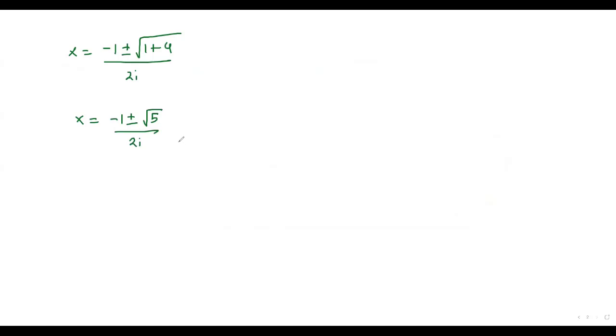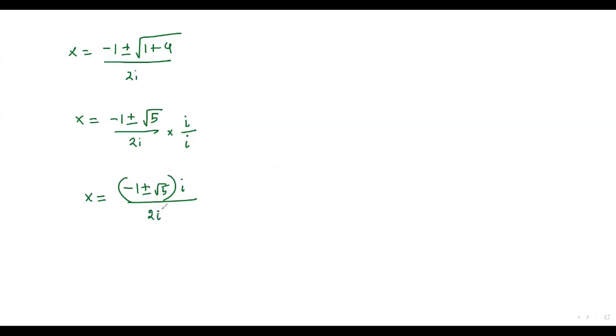Usually when I solve this kind of equation, if I get i in the denominator, we should get rid of i in the denominator. So how can I get rid of this i in the denominator? For that, I have to multiply both numerator and denominator of this fraction by i. When I do so, I'm getting negative 1 plus or minus square root of 5 times i over 2i times i, which will become 2i square.